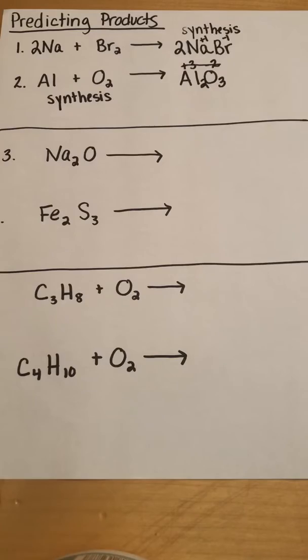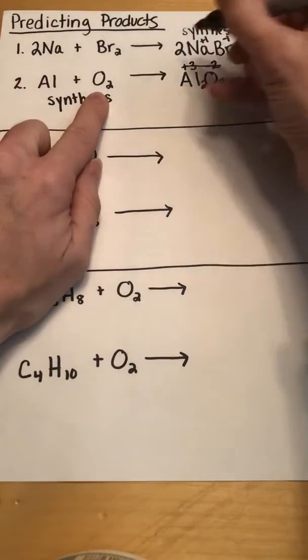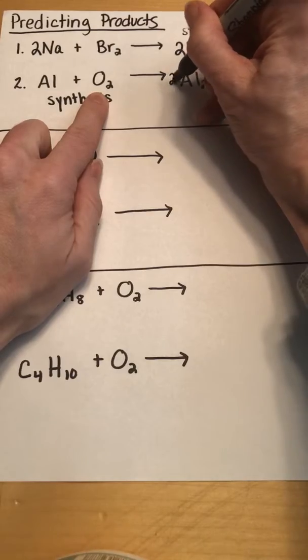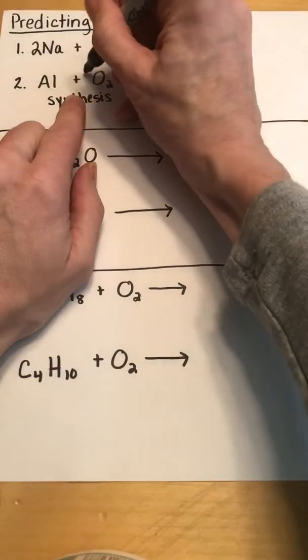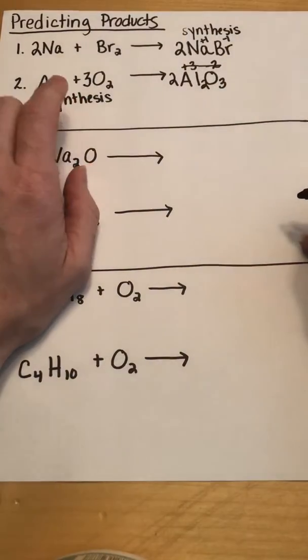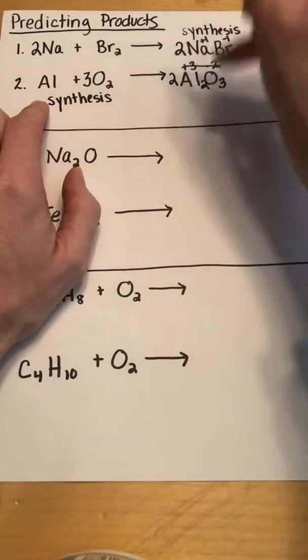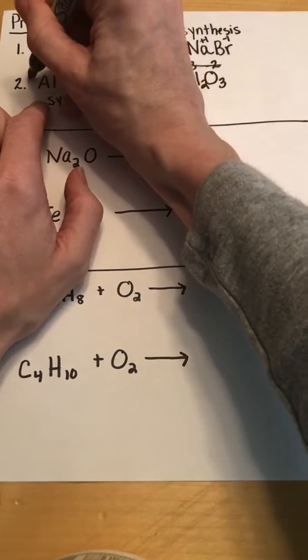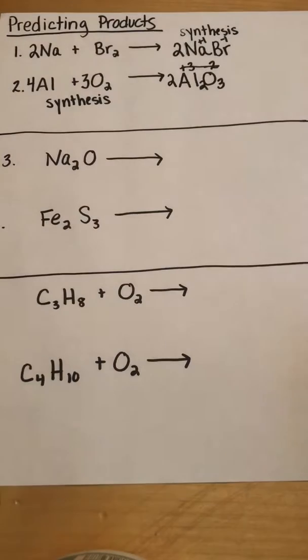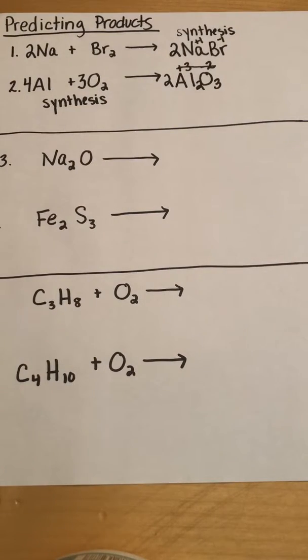So then my last step for this would just be to balance them. For my oxygens, I need a 2 here to give me 6 oxygens, a 3 here to give me 6 oxygens, and then aluminum I have 4, so I would need a 4 there. Okay, so that's how we predict products for synthesis reactions.